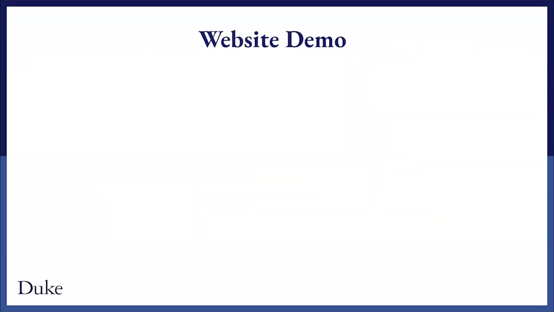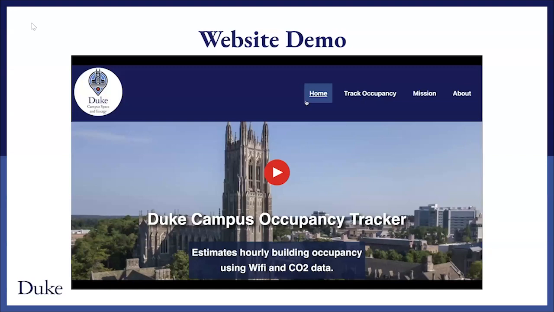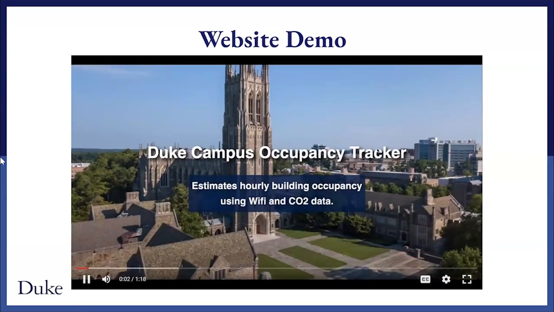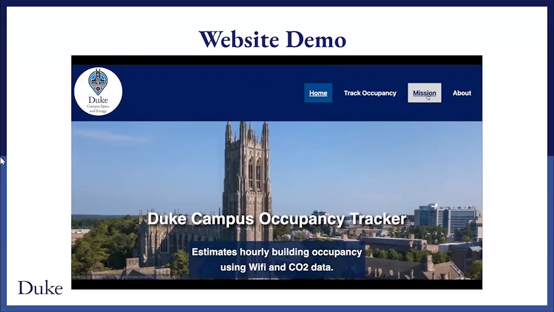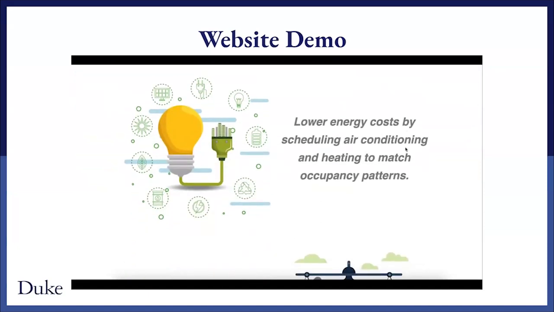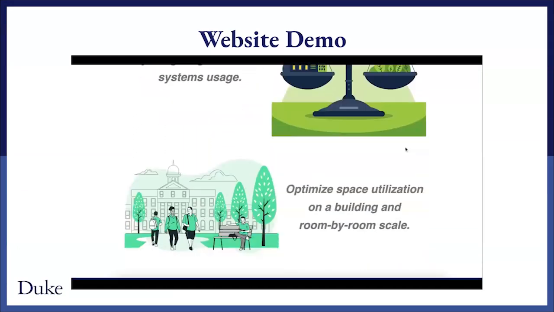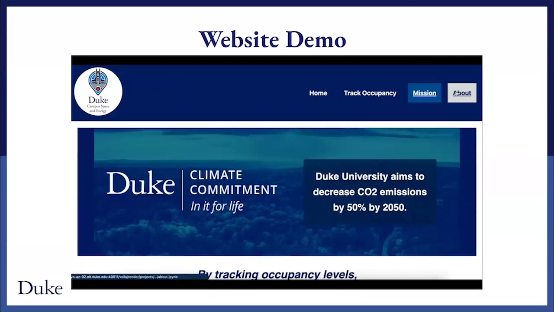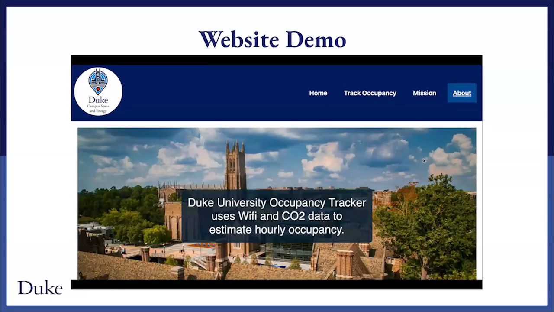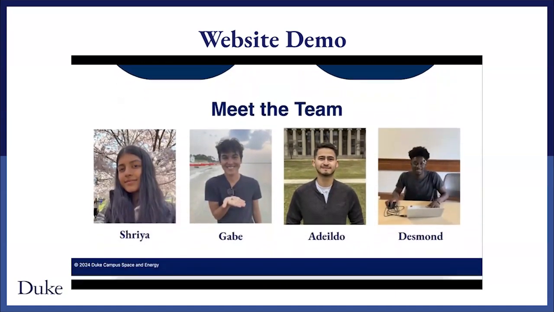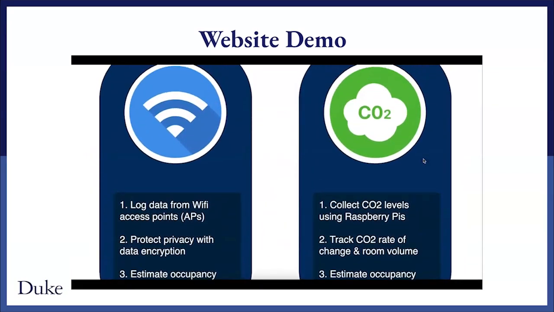Now, moving on, we want to show you a little demo of our website and what it currently looks like right now. As you can see, we just have a nice little homepage here that shows who we are. We have our mission page, which has the Duke climate commitment, our goals of decreasing energy and CO2 emissions, and space optimization. We also have the About page, which shows you what data we're using, which is Wi-Fi and CO2, and also just a little bit about the team.